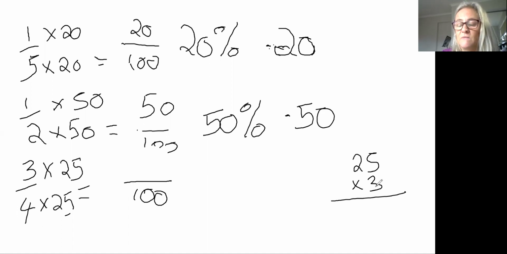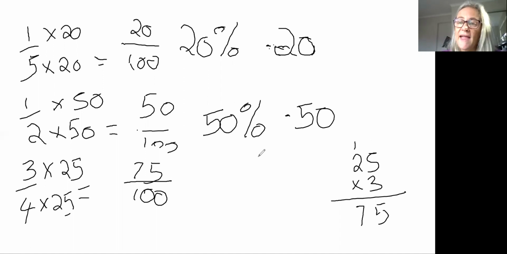5 3s, 3 5s are 15. Put the 5 down the bottom, carry the 1 into the next column. 2 3s are 6. 6 plus 1 equals 7. So that means that 25 times by 3 equals 75. So go back over here and we put 75 over the top.